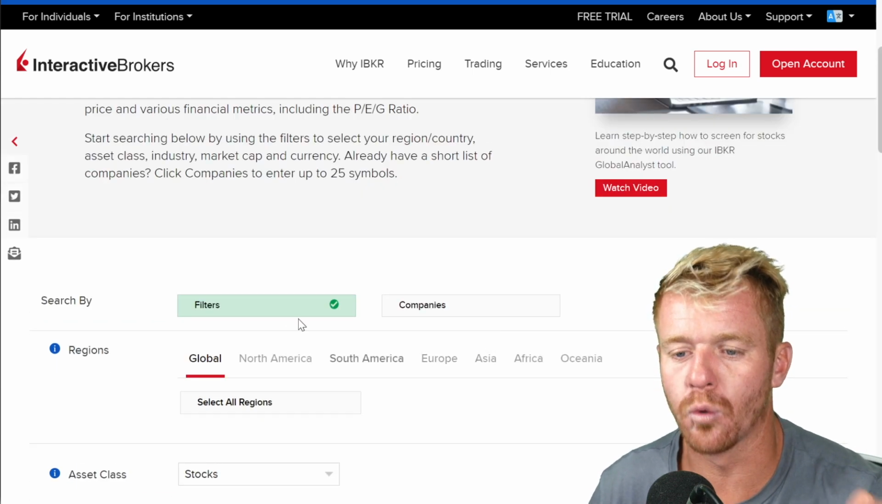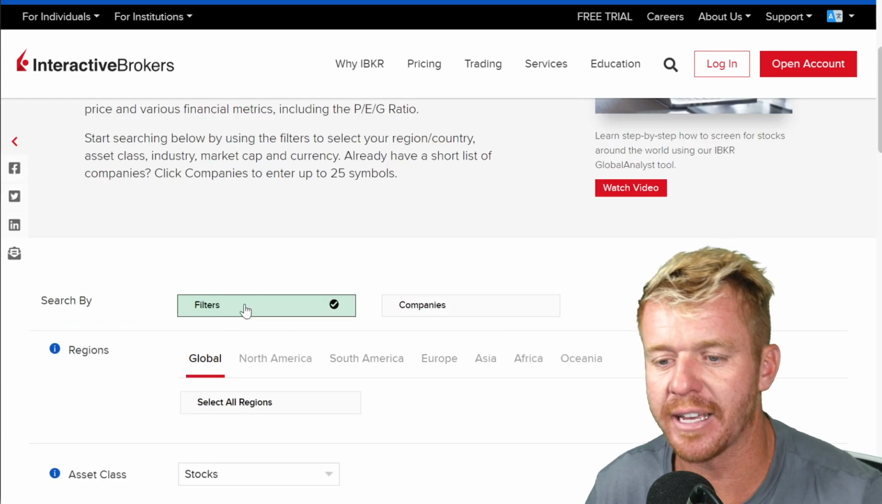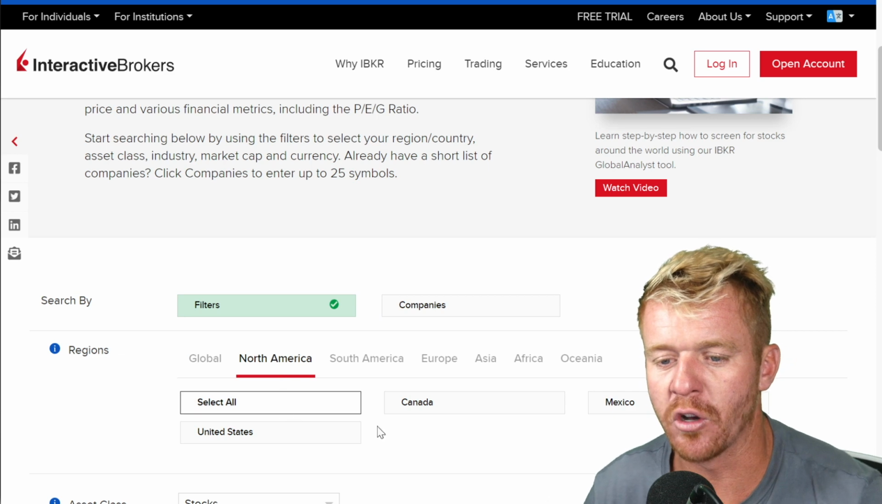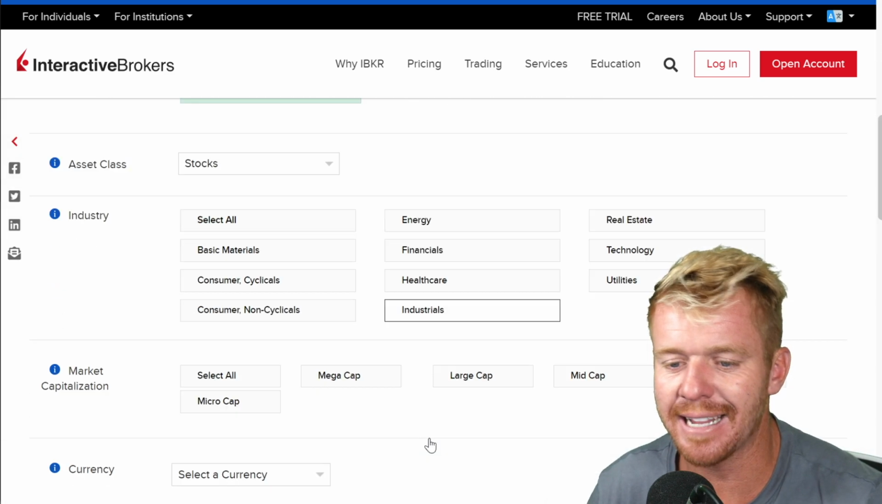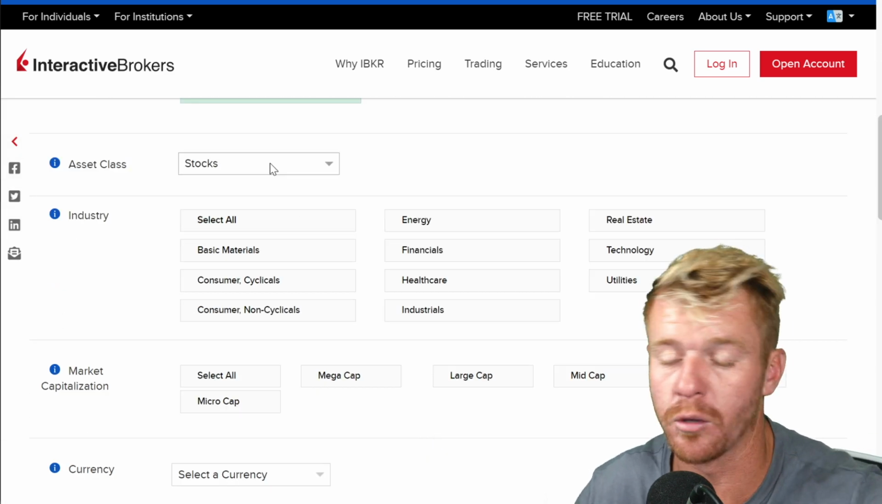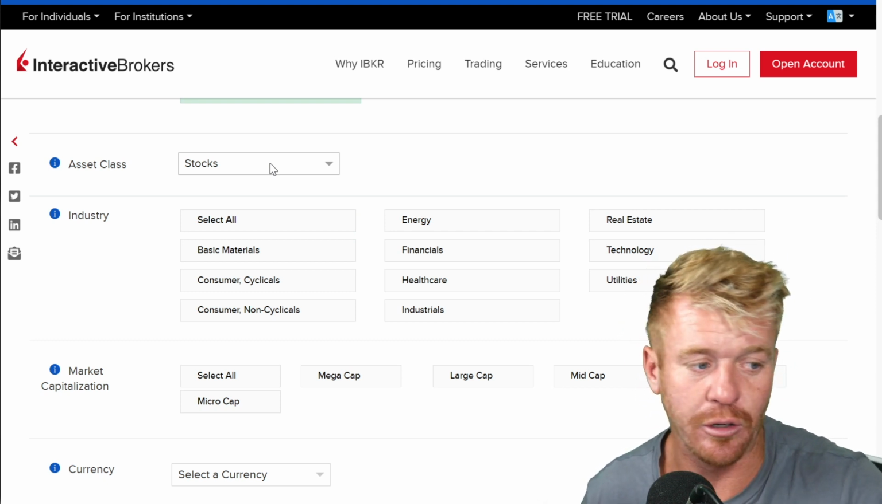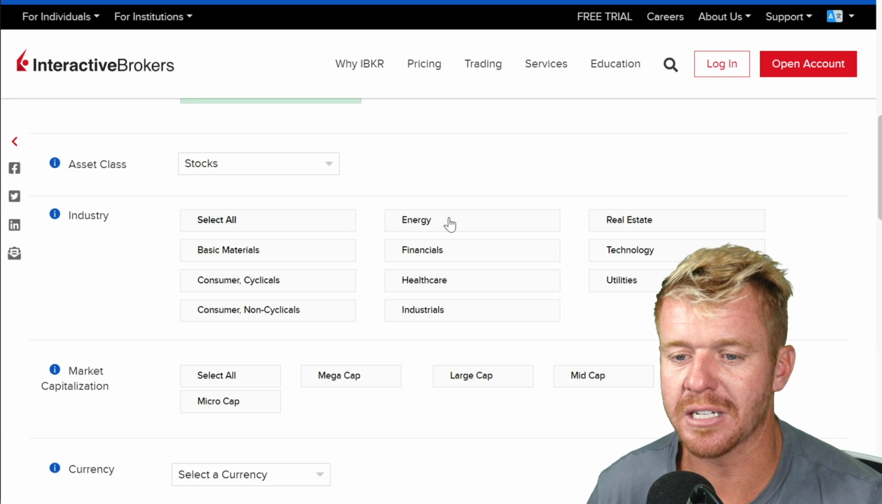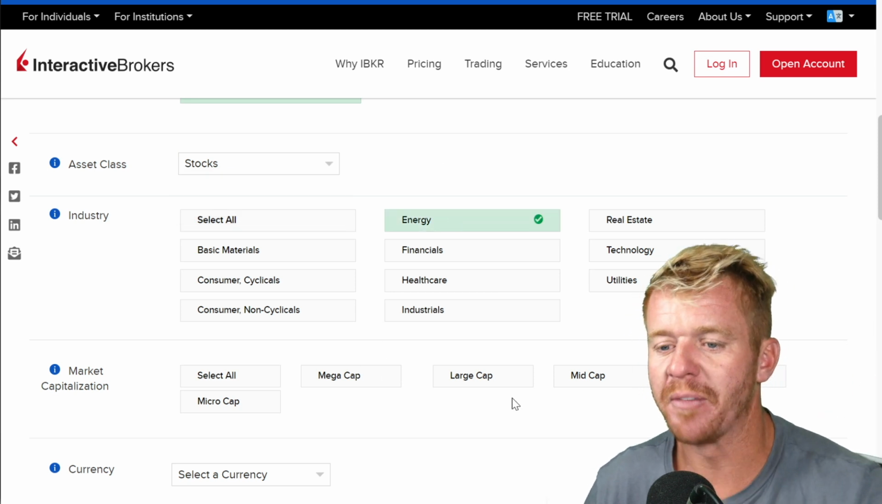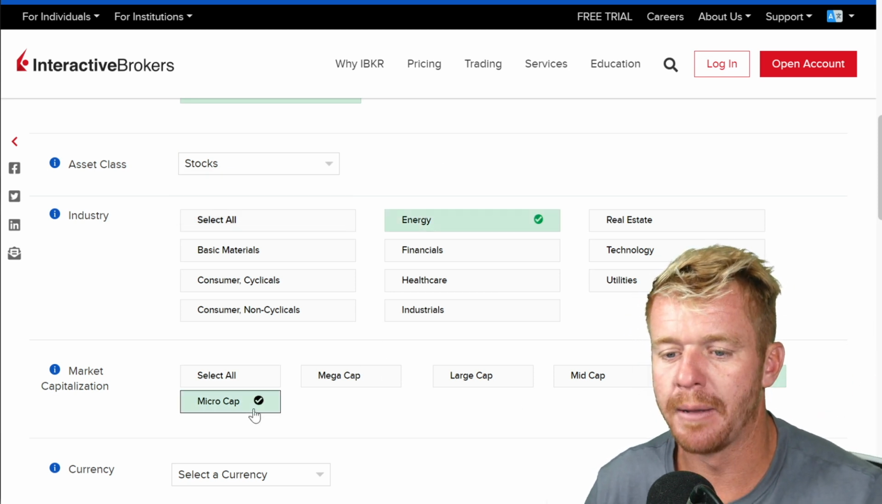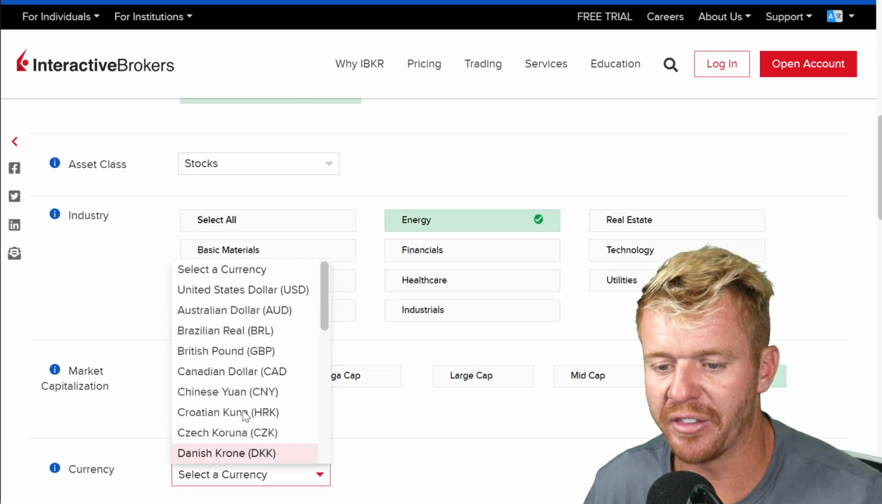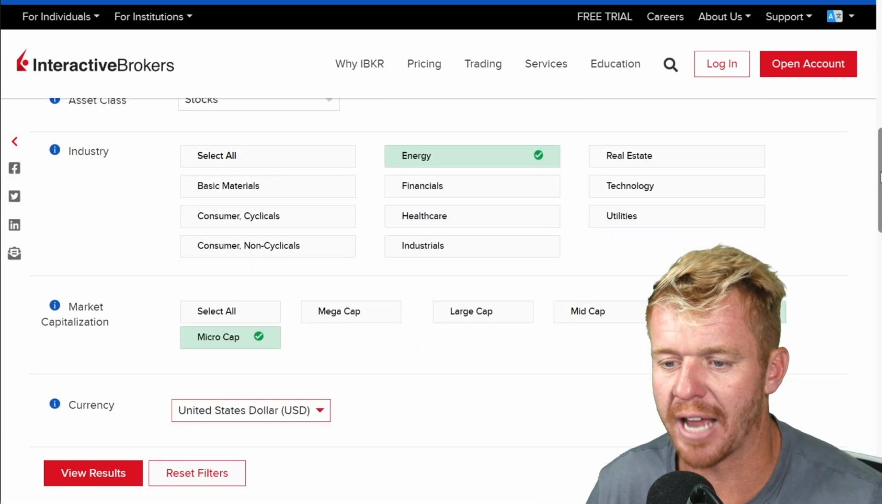So how this is going to work is we're going to filter this. We're going to look for different companies. We're going to look for North America, United States, at least for me, depending where you are in the world. If you're looking for other assets or if you're looking for other stocks in other countries, you can do that as well. But let's just look for stocks right now. We're looking for energy, and we're going to look for small cap, micro cap, and we're going to put this to US dollar.